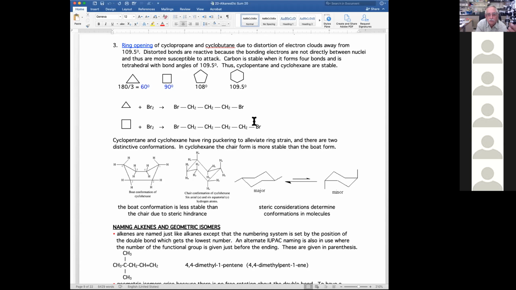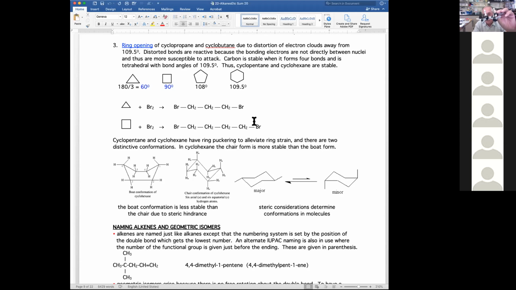So here's the two most common conformations. If I go to the opposite side carbons, if I push them both up, this is called the boat form. See, it's like a little boat, right? And if I take the two carbons opposite from one another, I put one up and one down, this is called the chair form. And the chair form is much more stable.